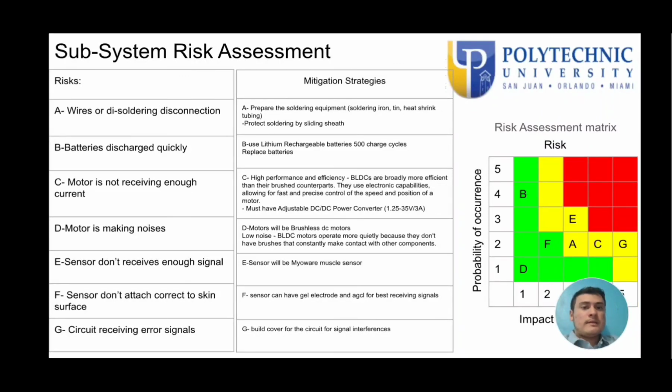Risk F, sensor does not attach correctly to the surface. The sensor can have a gel electrode and AgCl for best signal reception and best attachment. And risk G, we have the circuit receiving error signals. As a mitigation strategy for that, we have to build a cover for the circuit for the signal interferences. On the right, we have the risk assessment matrix with each risk categorized.